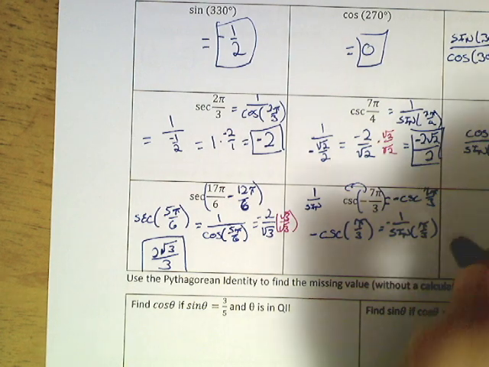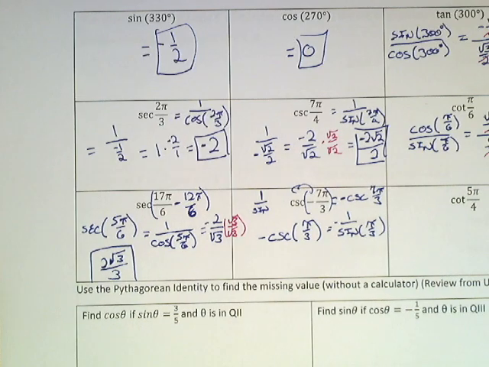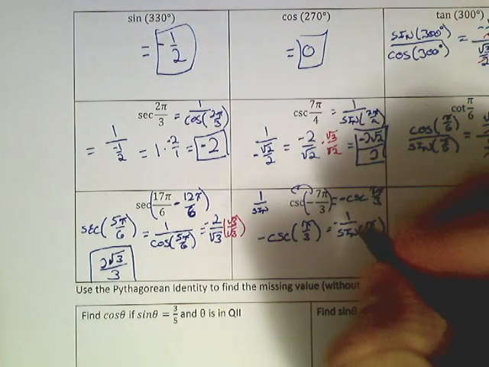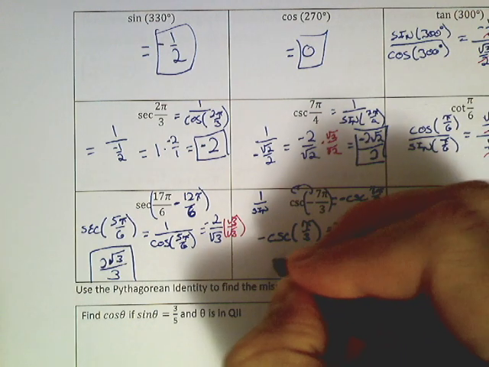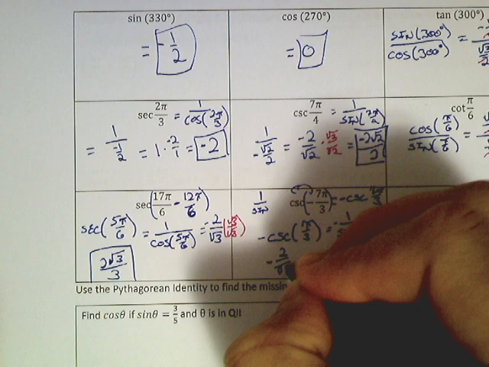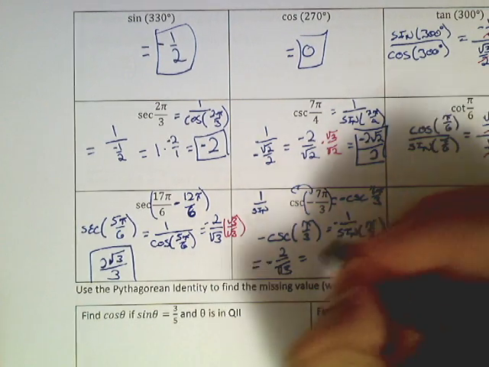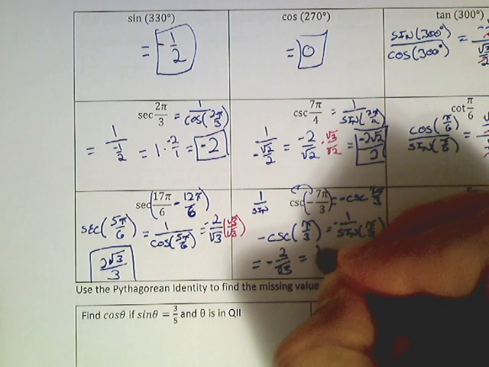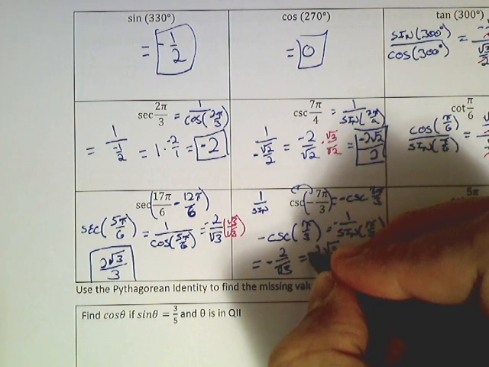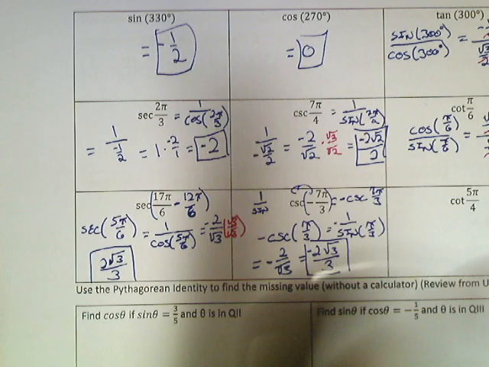And sine of pi over 3, if I look at my unit circle, should be square root of 3 over 2. So then I would flip that to get negative 2 over the square root of 3, which again, do the whole rationalize the denominator, and you should get negative 2 square roots of 3 over 3.